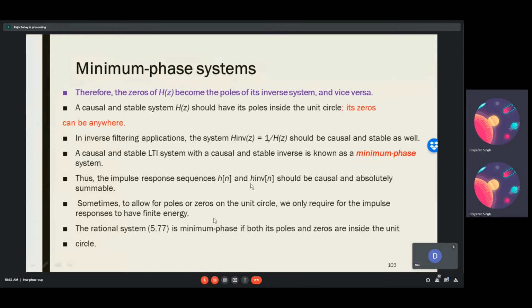So poles and zeros both should be inside the unit circle. That is the basic idea of a minimum phase system. If you have made a note of this, then I'll move to the next slide.